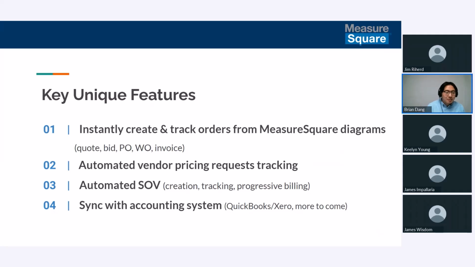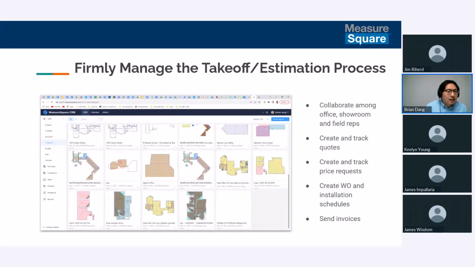And lastly, we have an automated SOV creation because all of our project data, quotes, and order forms are all in our system. And then lastly, we have accounting system integration with things like QuickBooks and Xero and plenty more on the way. Now we're going to take a deep dive into a lot of the features within our system and all the different ways that our CRM could support your business.